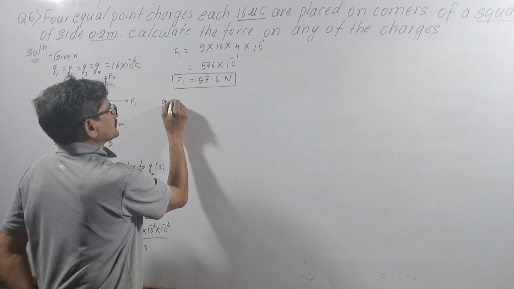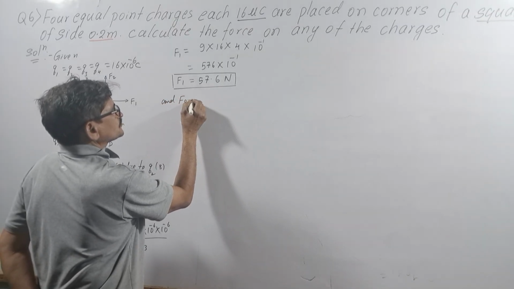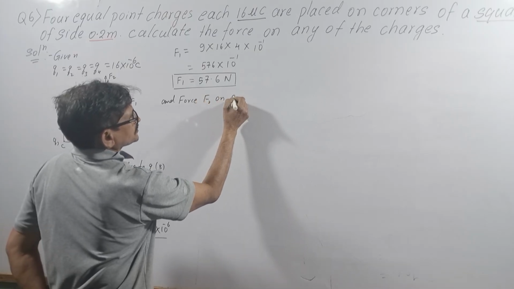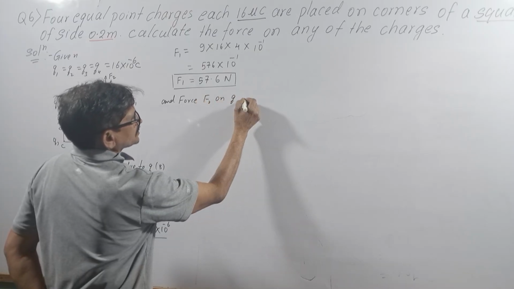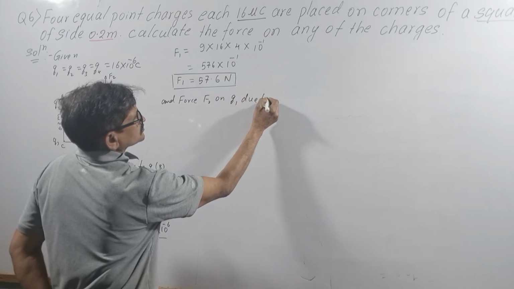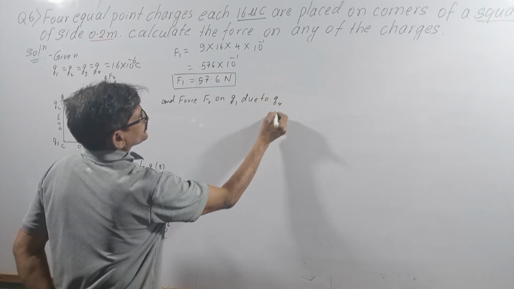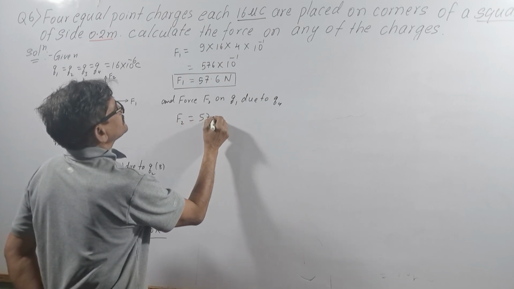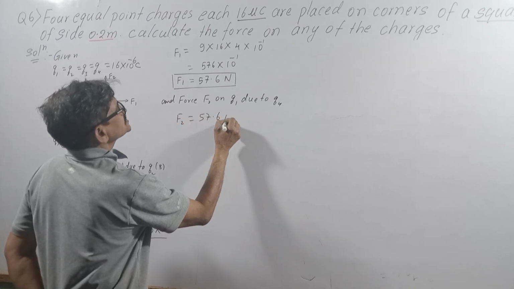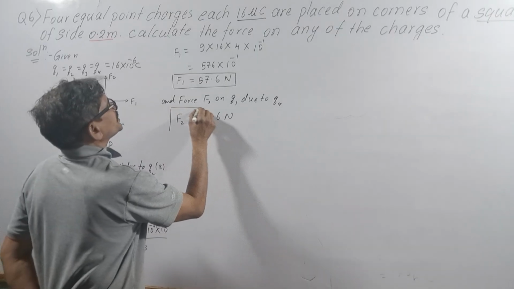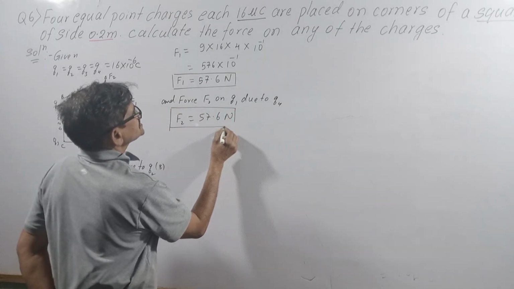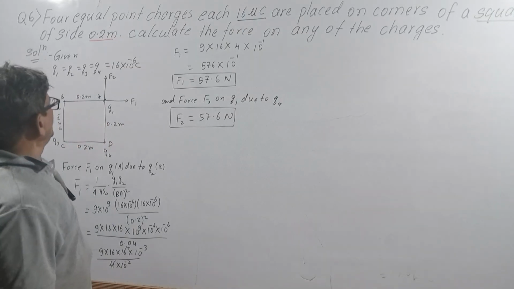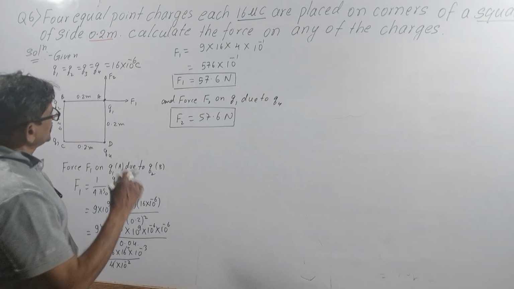Okay. And the force F2 on Q1 due to Q4, that is equal to what? F2 equal to, also we are getting the same 57.6 Newton. Okay, no need to do further, because we have to follow the same procedure. Directly write it.